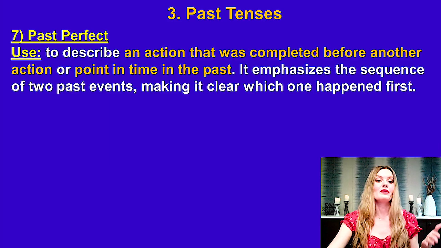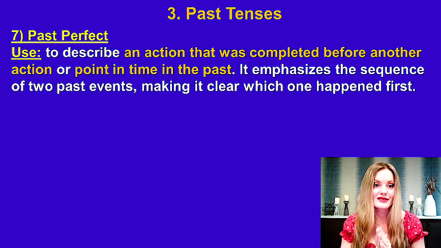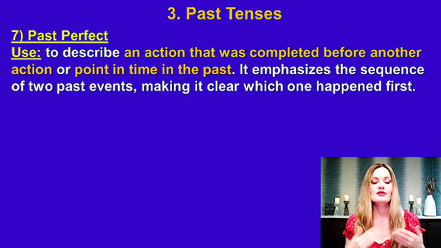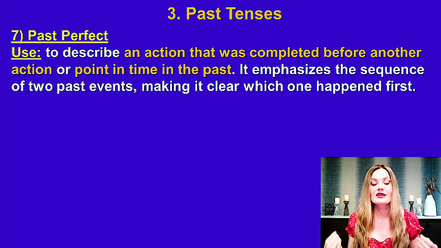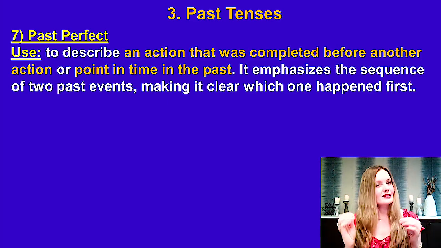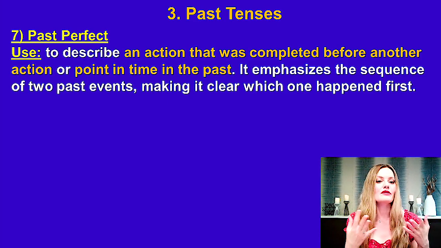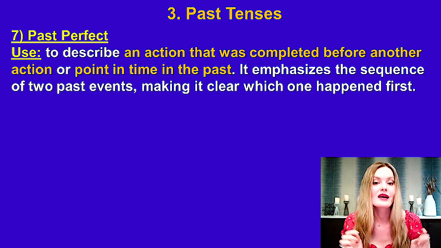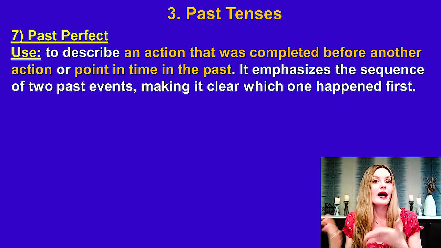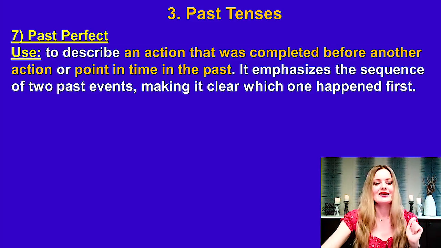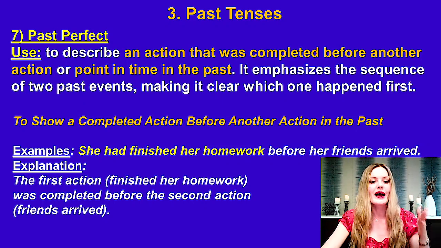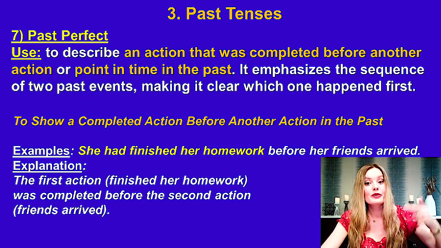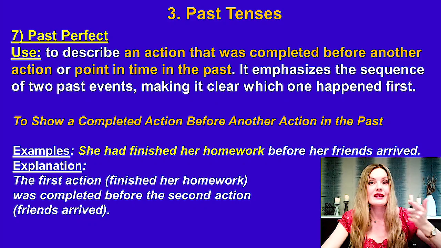Now let's talk about past perfect tense. We use past perfect to describe an action that was completed before another action or point in time in the past. It emphasizes the sequence of two past events, making it clear which one happened first. Let's take a look. So, past perfect is used to show a completed action before another action in the past.